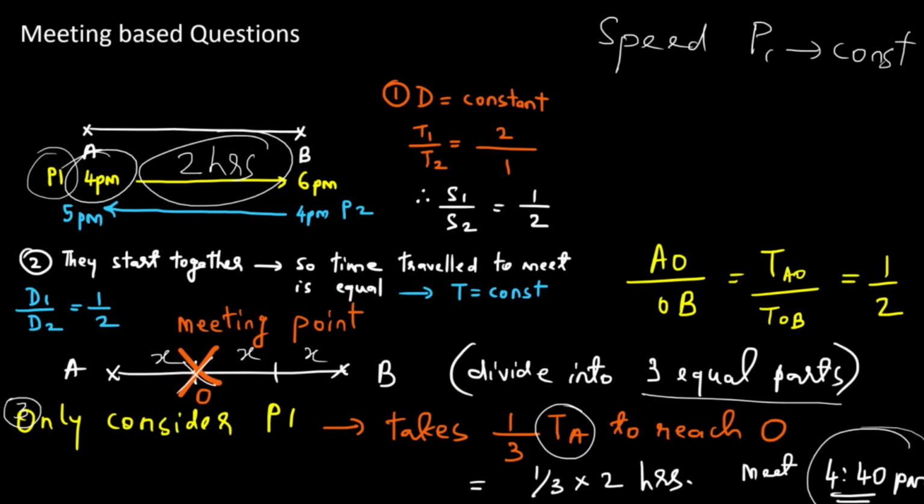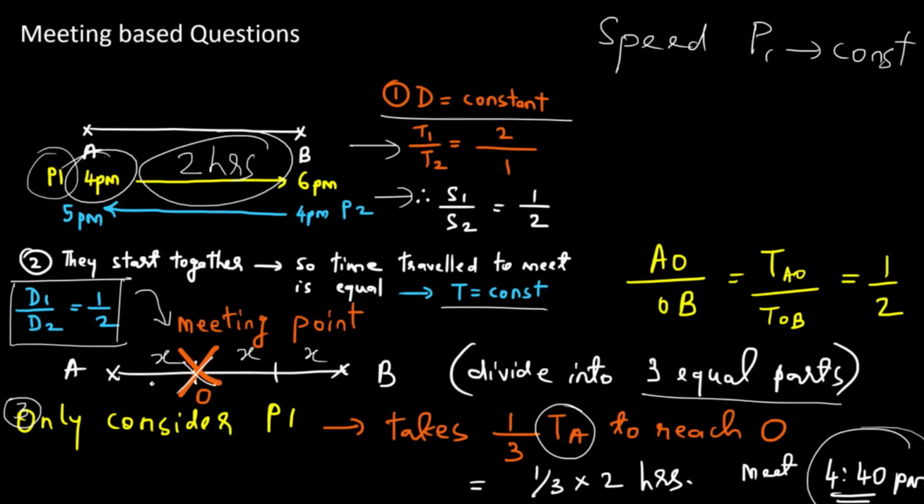as the meeting point. Now let's quickly revise what was the scenario. We had two people and we knew the time taken by them to cover the same distance. So that's what we started with. We found the time ratio and with that we found the speed ratio. That was step 1. Step 2 is that we know that both of them start at the same time. Therefore, the time traveled to meet is constant. And when time is constant, we know that speed ratio is equal to distance ratio. And with that, we found D1 by D2. That was step 2. Now, with this, we are able to find where they meet.